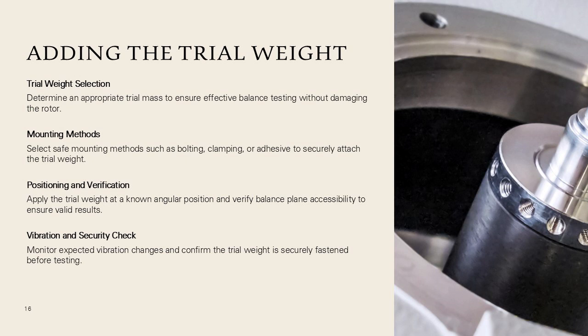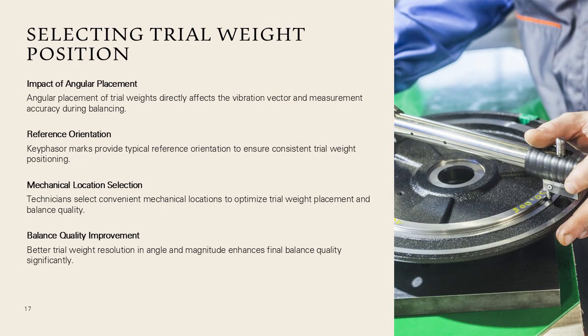This slide discusses how to safely apply a trial weight to the rotor. Topics include determining an appropriate trial mass, selecting a safe mounting method, bolting, clamping, adhesive, and verifying balance plane accessibility. The importance of applying the trial weight at a known angular position is emphasized, as incorrect placement invalidates the procedure. The slide also covers expected changes in vibration and how to confirm that the trial weight is secure before the test run.